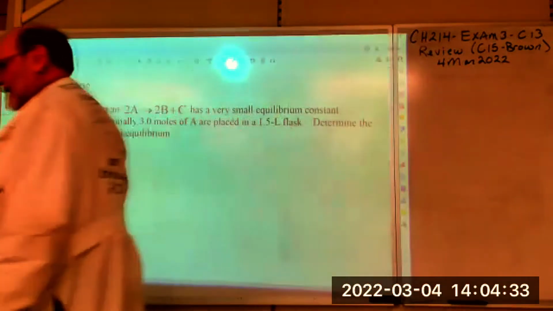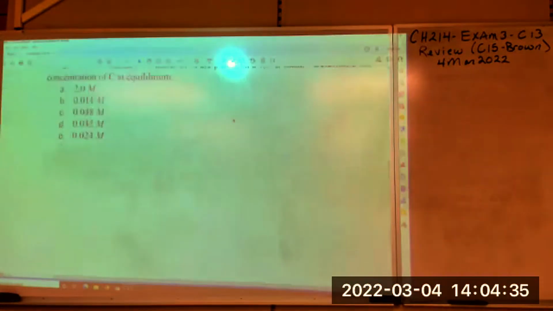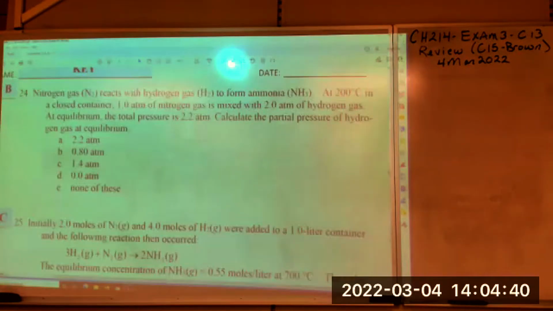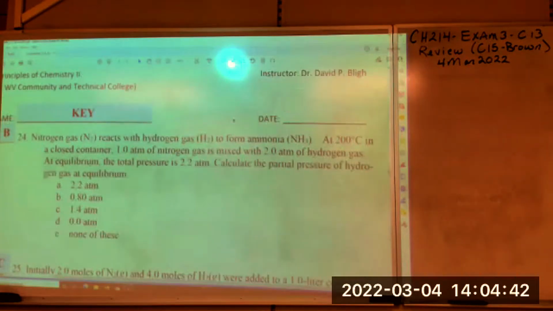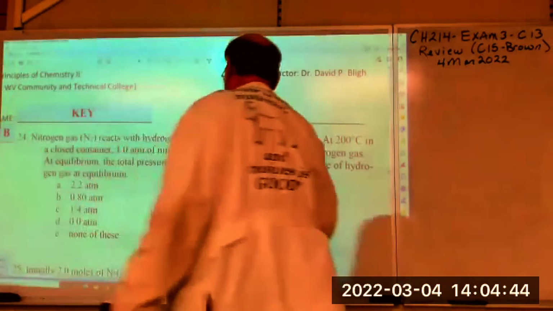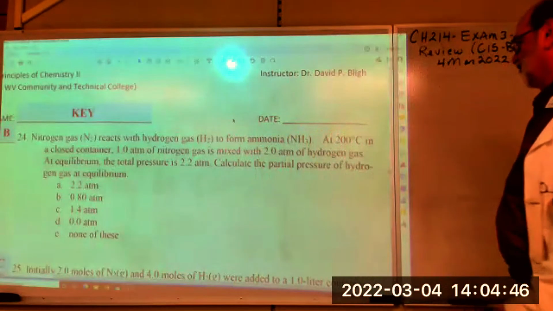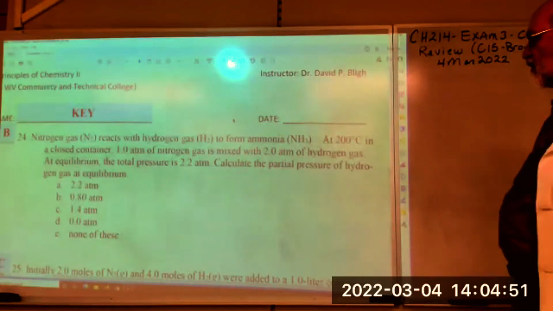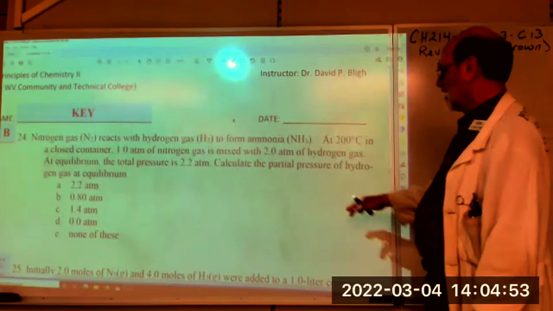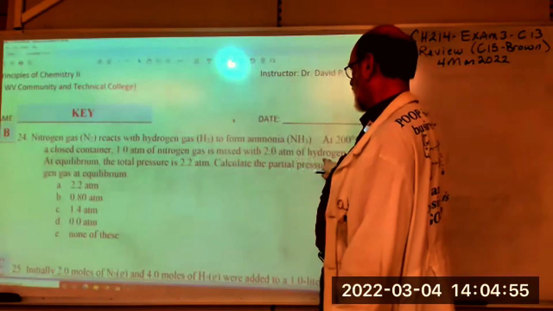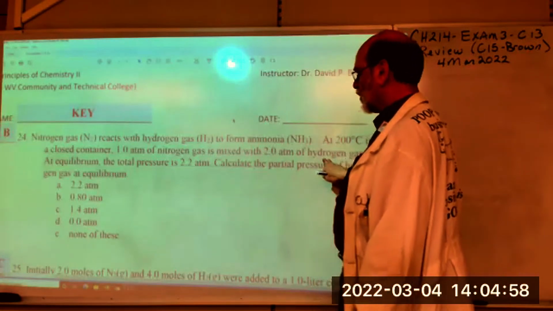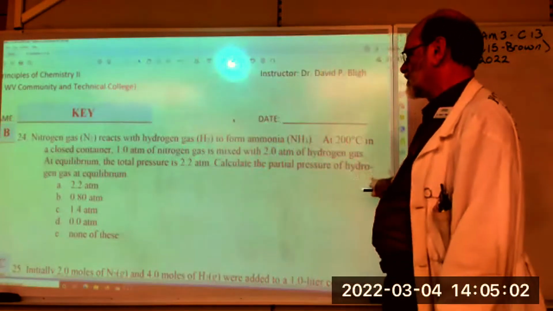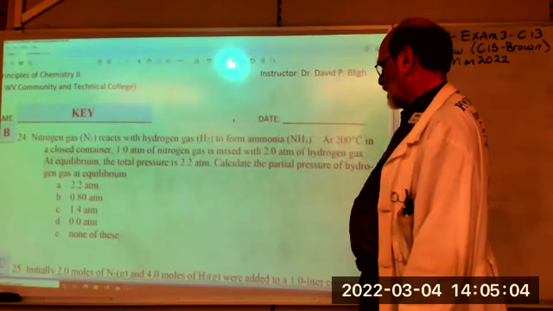Okay, 23. Let's see what's cooking at 24. Nitrogen gas reacts with hydrogen gas to form ammonia. No kidding. At 200 degrees C, in a closed container, 1 atmosphere of nitrogen gas is mixed with 2 atmospheres of hydrogen gas. At equilibrium, the total pressure is 2.2 atmospheres. Calculate the partial pressure of hydrogen gas at equilibrium.